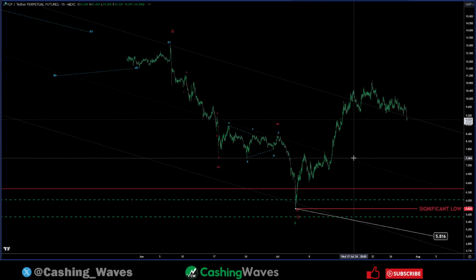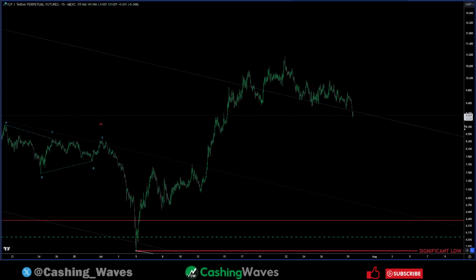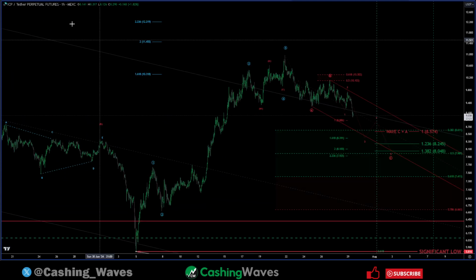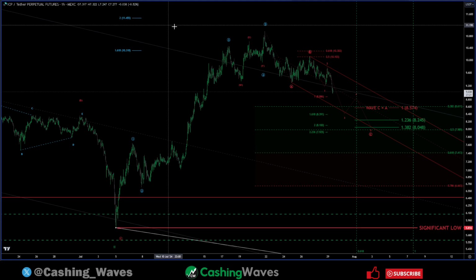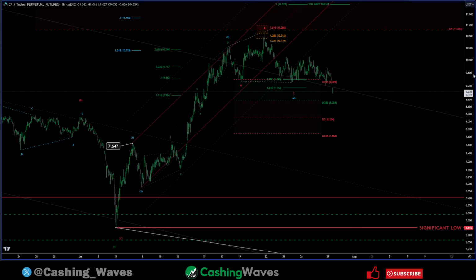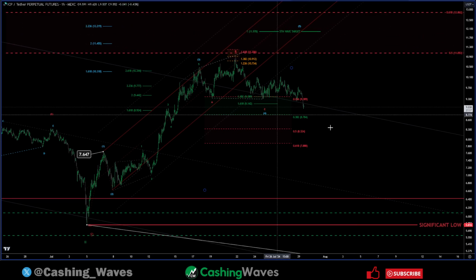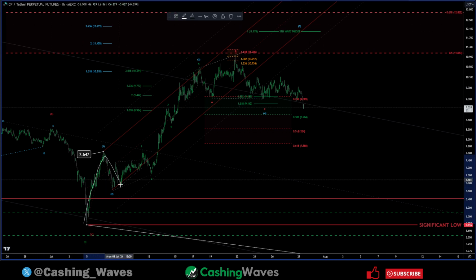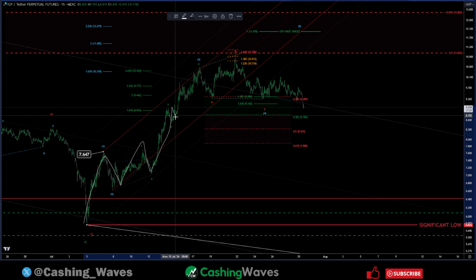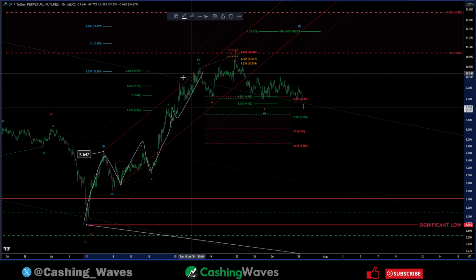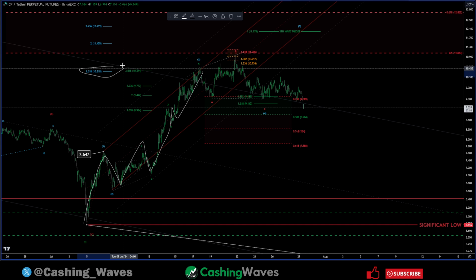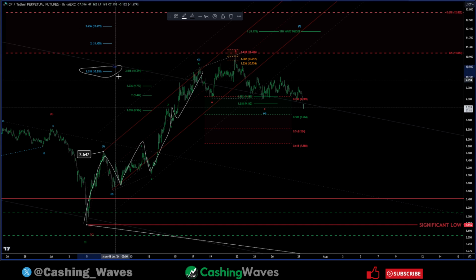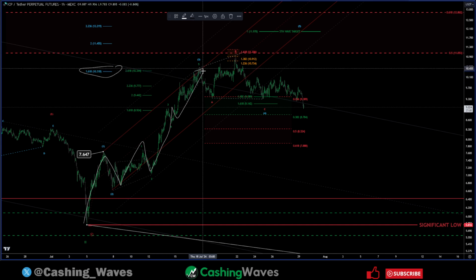Now we had a few different counts we were following. This was the first one we were following, but that is no longer an option in my point of view. First we had our wave 1, 2, 1, 2, 3, 4, 5. Got our third wave just as expected. Take the length of wave 1 off of wave 2, the 1.618. You can see we hit that to a T.